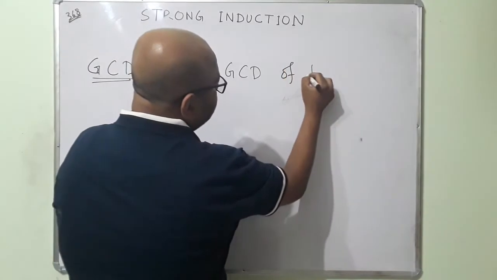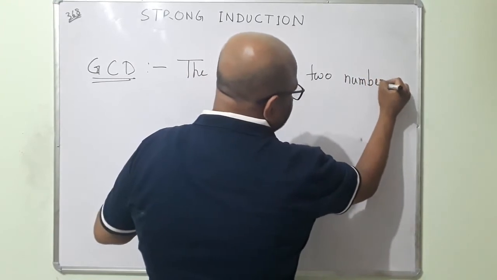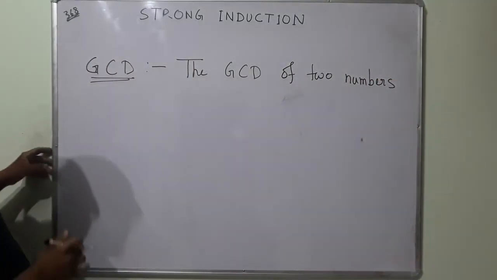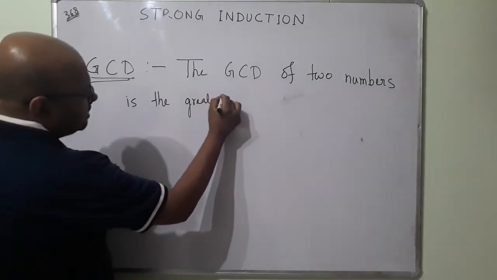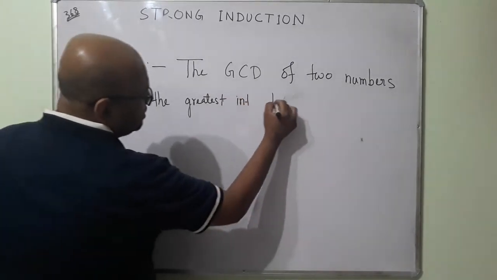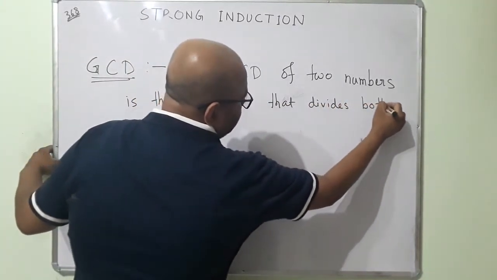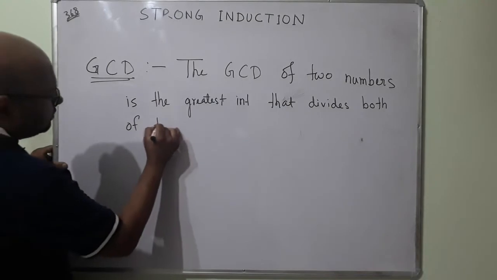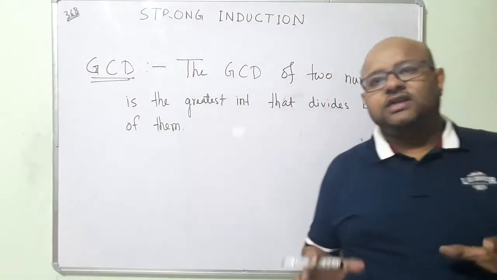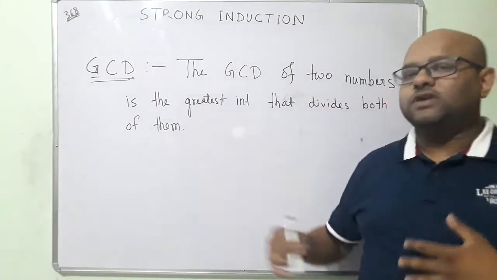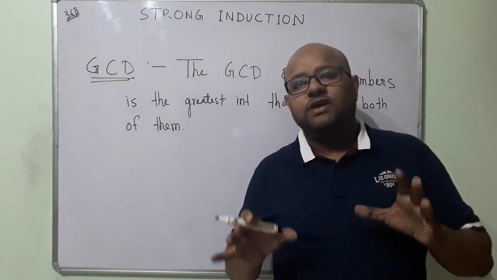The GCD of two integers. Okay, I have written numbers, so it will be integers. The GCD of two integers is the greatest integer that divides both of them. Okay. So let us try to find the GCD of two numbers. So what is GCD? So we have two numbers. The greatest number that divides both of them will be their GCD.